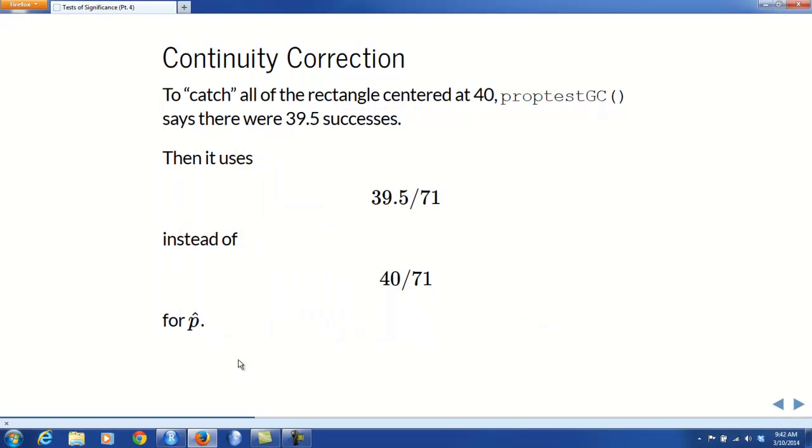So how do we incorporate this in the computation of the test statistic? Well, p hat, officially, is the number of successes divided by 71, 40 over 71. But we're going to just say that there were 39.5 successes when we compute p hat. So 39.5 over 71 is going to be the value that we put in for p hat in that formula for the test statistic. That's how prop.test works when it's asked to do a continuity correction.